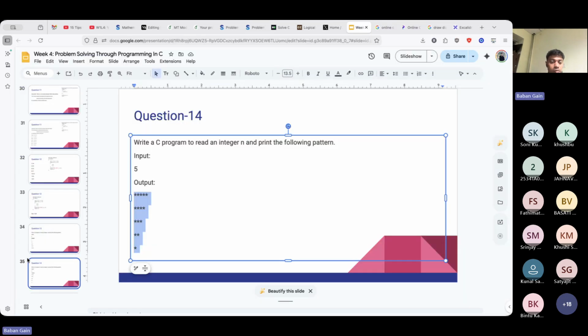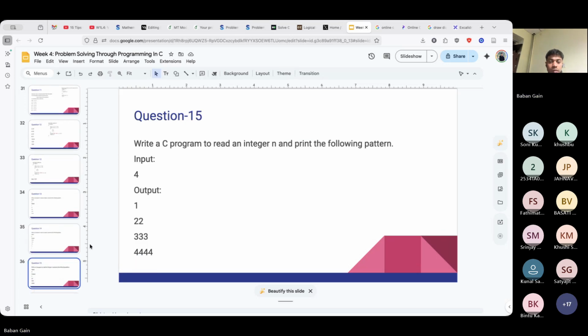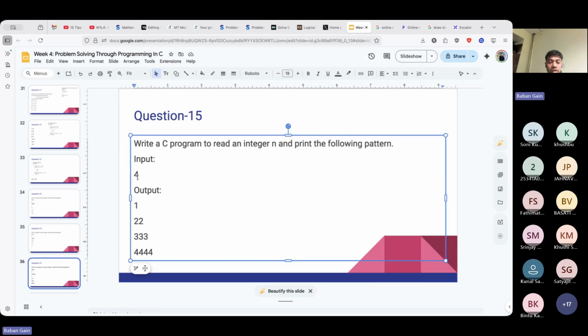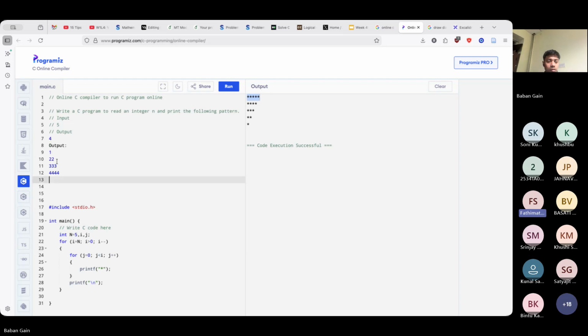Then let me go to the final question for today. So I want something like this. I want to print some number. Assuming that the digit is like 1 to 9 only, it should print a pattern like this. At first 1, then 2, 2, then 3, 3, 3, 4, 4, 4, 4, like that. So it can be done using the first code.